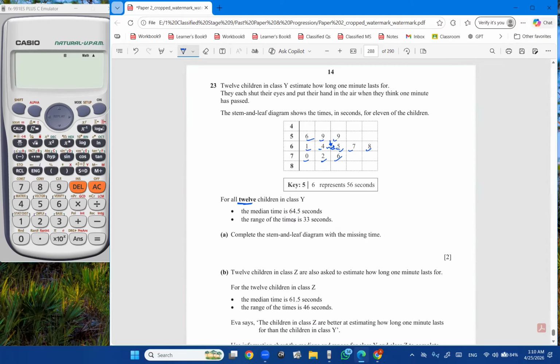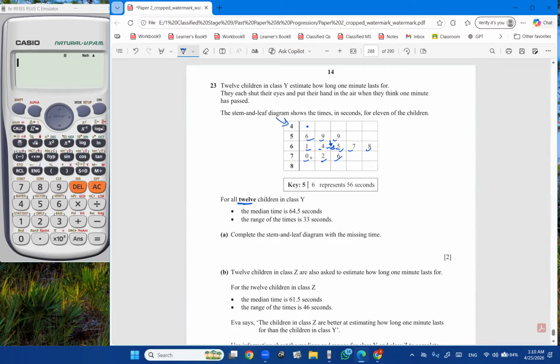Okay. How did I find this? Because they told me that the median is here. I have 6 numbers after the median, then I need 6 numbers before the median. They've given you the range is 33. Well, the range is not 33 over here because 76 is the largest number minus 56 is the smallest number. That's 20, not 33.